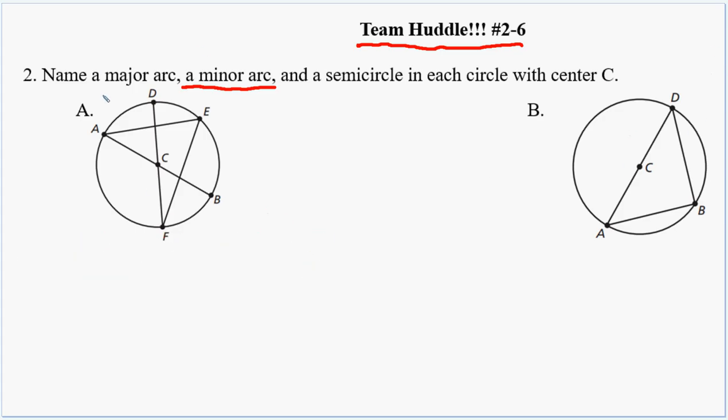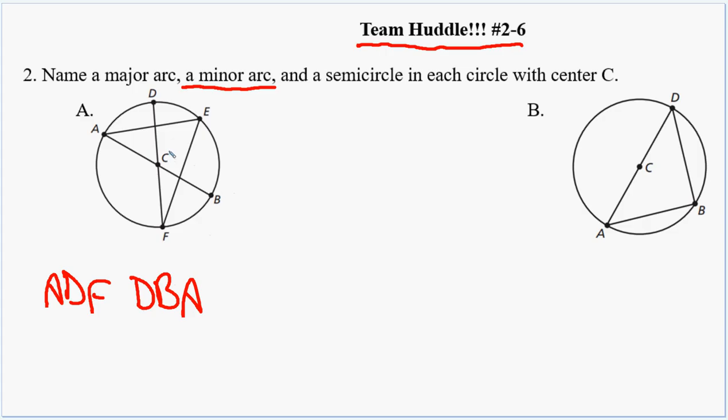Now, major arcs, let's see here. We could do ADF, going all the way around like that. We could do DBA.